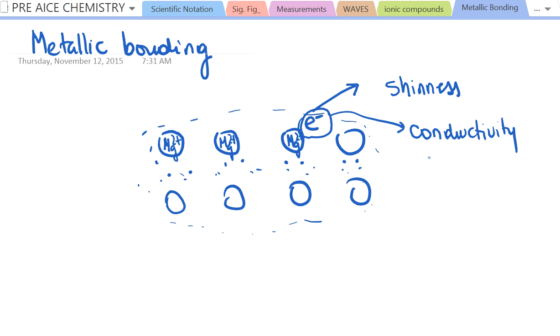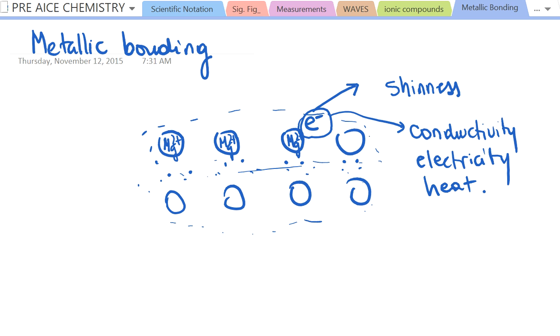The free electrons are also responsible for the conductivity of electricity and heat. Yes? And also because of this sea of electrons, do you remember that we said that we can write with graphite because the layers could slide against each other?